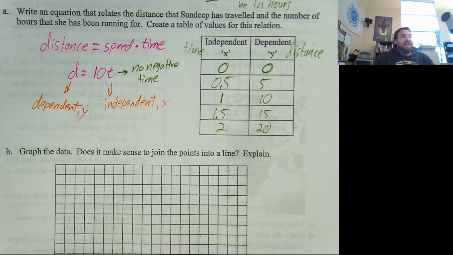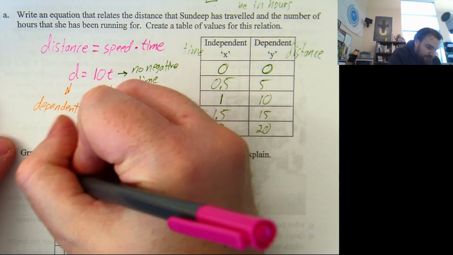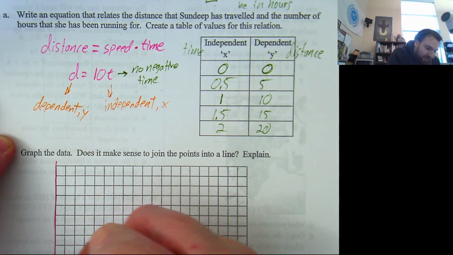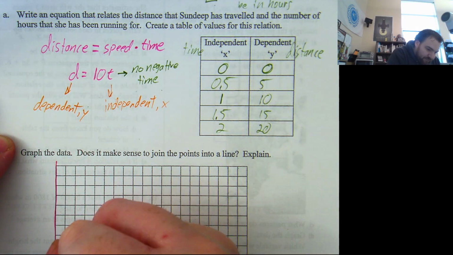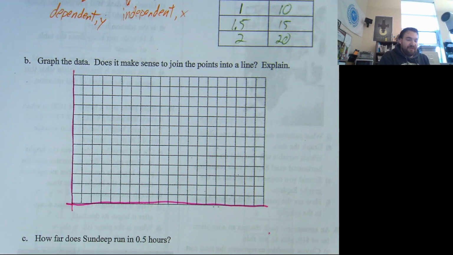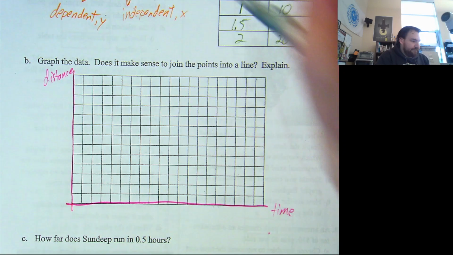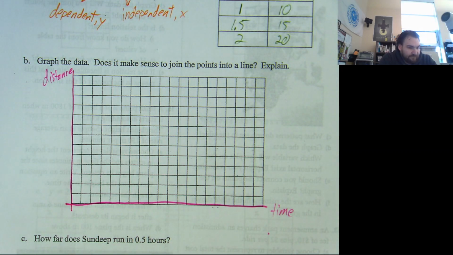There's no such thing as negative distance here, and there's no such thing as negative time here. So 0, 0, where our axes meet, the origin, is going to be in that bottom left-hand corner. Time goes on the x-axis, distance on the y-axis. And now we need to pick a good scale. I want to use as much of this grid as possible.